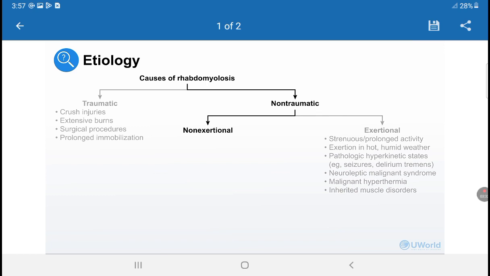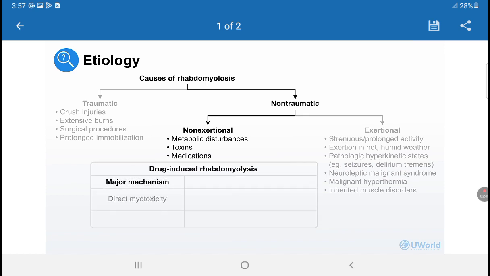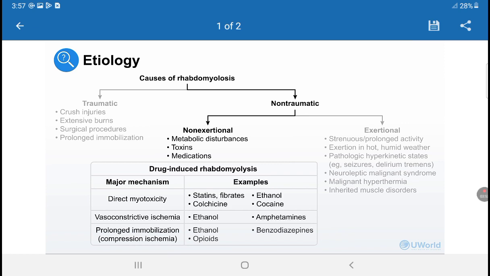Non-traumatic, non-exertional rhabdomyolysis can occur due to metabolic disturbances or following exposure to certain toxins or medications. Numerous prescribed and recreational drugs can induce rhabdomyolysis via various mechanisms. Some of the more commonly associated drugs include lipid-lowering medications such as statins and fibrates, ethanol, and cocaine.